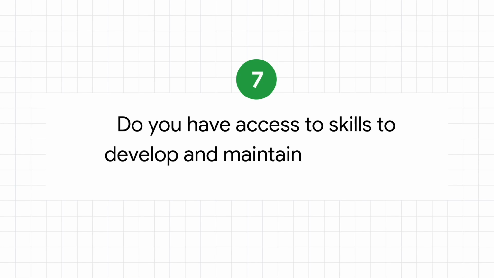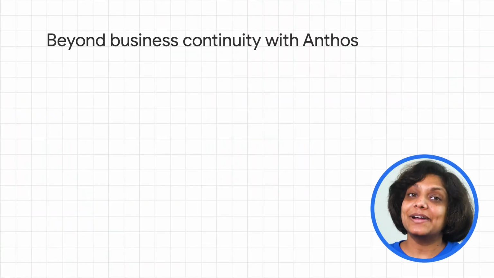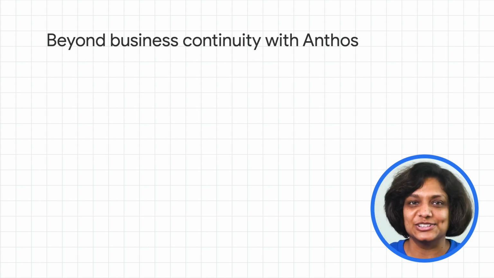Question number 7. Do you have access to skills to develop and maintain your apps? Now, this might sound like a learning problem, but having a standardized technology platform which makes it easy for you to manage existing applications and build new ones helps. With Anthos, your teams have access to skills to develop and maintain apps not just in one environment, but across multiple environments.